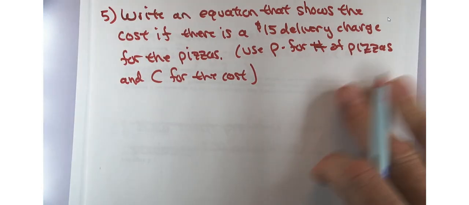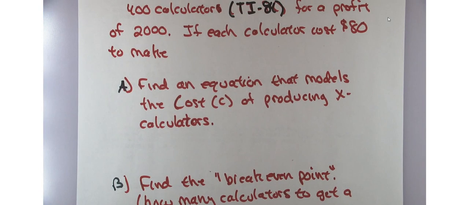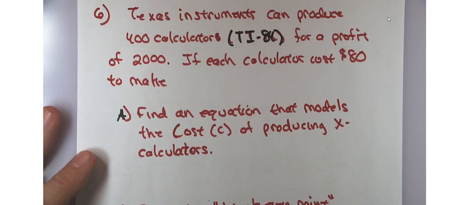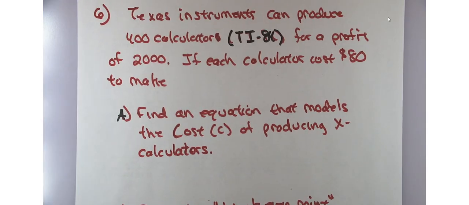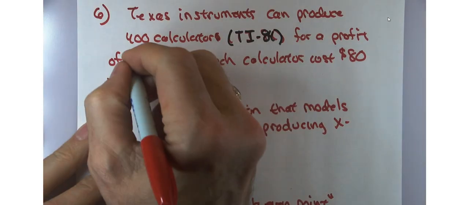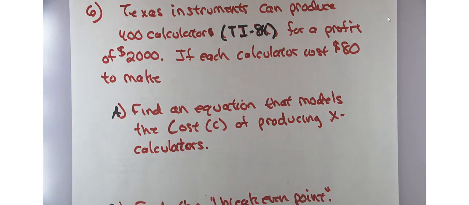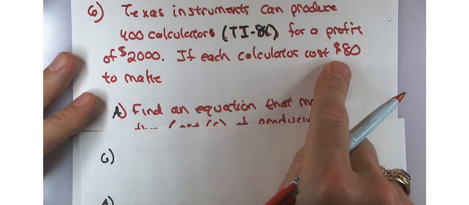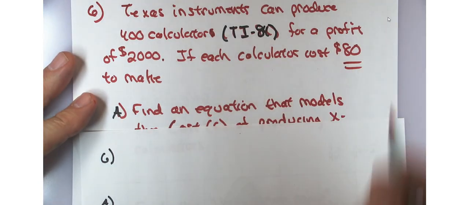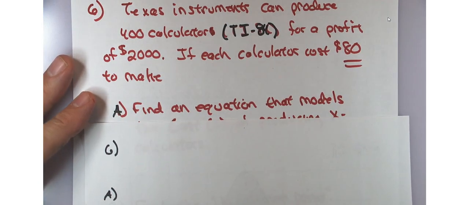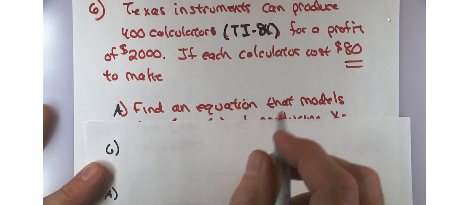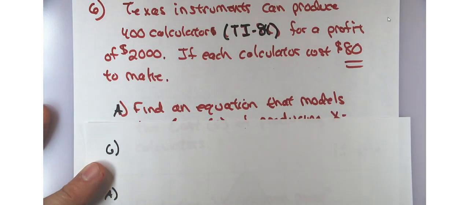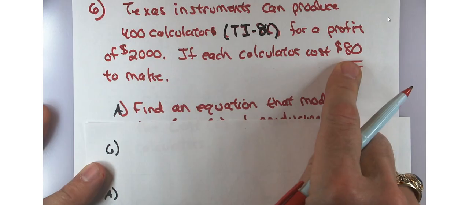All right, I think we got one last little one to tackle. That's this one. Texas Instruments can produce 400 calculators for a profit of $2,000. Should probably put a little dollar sign there. Let's see if we can figure out an equation for this. Each calculator costs $80 to make. I'm going to keep track of a couple things here. What does that $80 sound like to you?